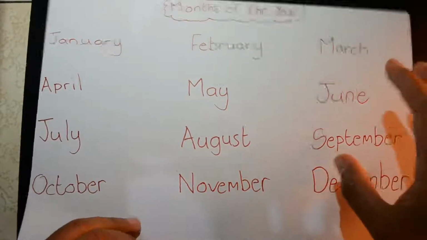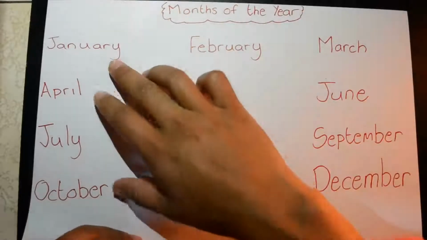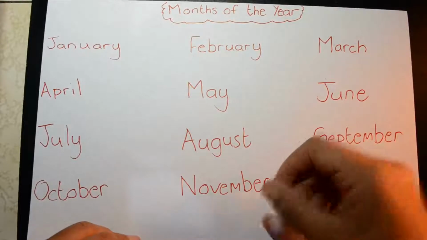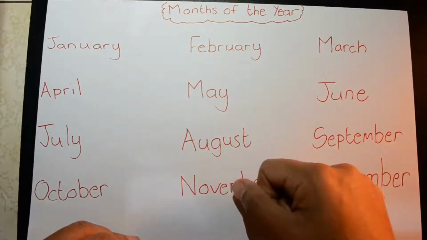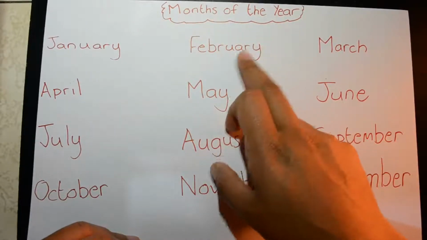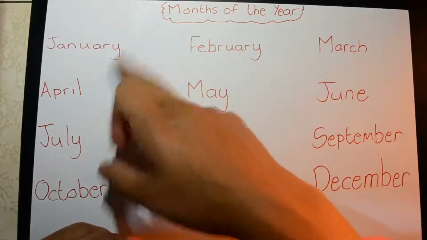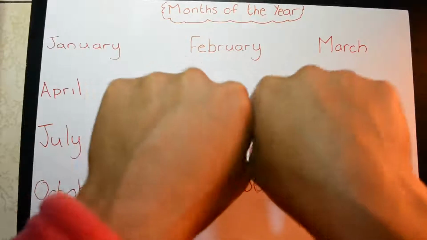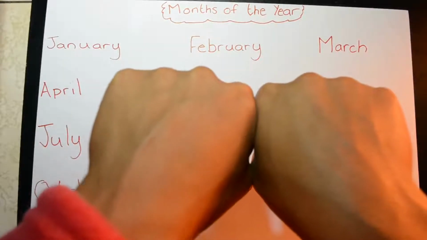Remember, I also wanted to highlight that not every month has 30 days or 31 days. Okay, February is the only month that has 28 days. All the others have either 30 days or 31 days. And remember, I showed you the knuckles, how you can remember.